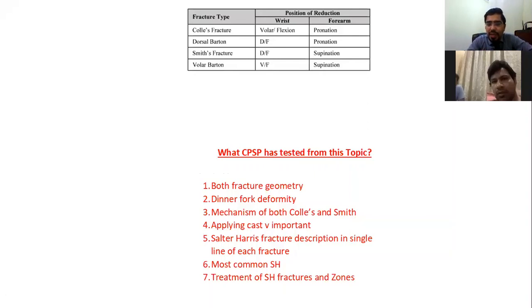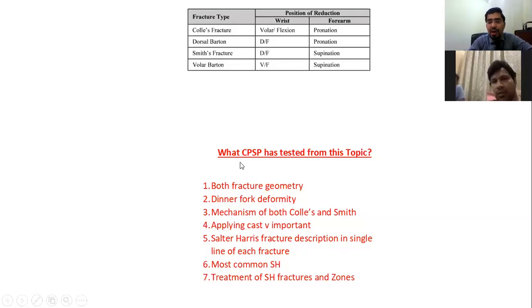What else has CPSP tested? Both fracture geometry, they ask about it. Dinner-fork deformity, there was a question about what type Colles fracture is. The options were given and the correct option was dinner-fork deformity. Mechanism of both Colles and Smith fracture has been tested. Applying cast is very important. And then Salter-Harris fracture description in a single line of each fracture.